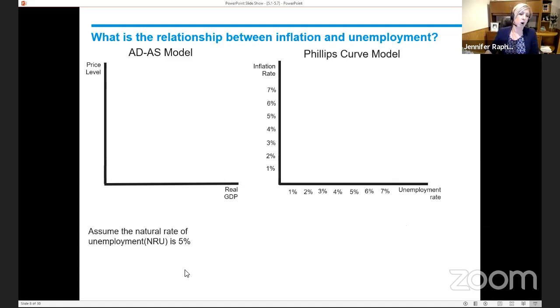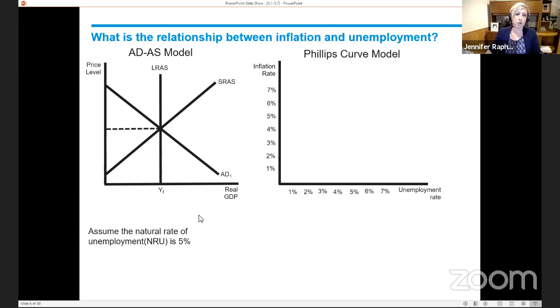Okay. All right, so now we're going to assume that the natural rate of unemployment in this economy is 5%. So we can draw long run equilibrium in the ADAS model at the point where short run aggregate supply, aggregate demand, and long run aggregate supply all intersect. We've got our full employment levels of output. Now, what this tells us at equilibrium is that the unemployment rate is 5%.